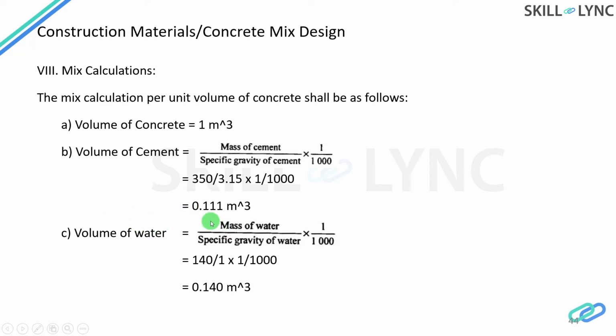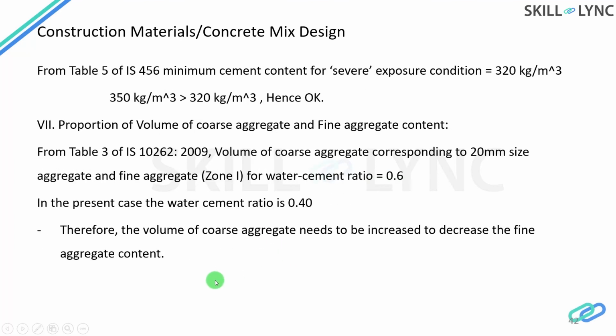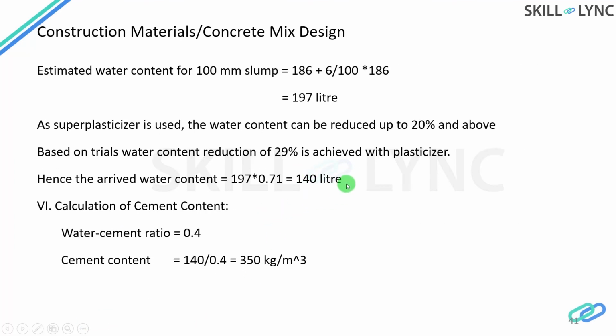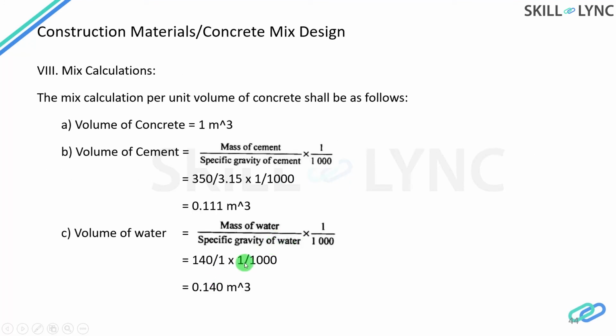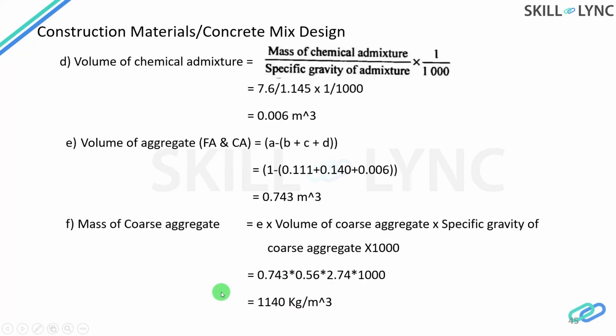So the volume of water is the mass of water by specific gravity of water. The mass of water here is 140 liters. So we have taken this 140 liters divided by specific gravity of water, which is 1, into 1 by 1000. So it is 0.140 meter cube. Next is the volume of chemical admixture, which is equal to mass of chemical admixture by specific gravity of admixture into 1 by 1000. The same way it is 7.6 by 1.145 into 1 by 1000, which is 0.6006 meter cube.